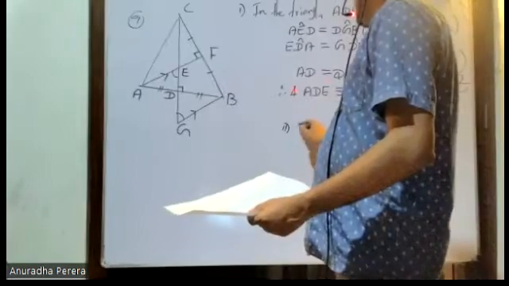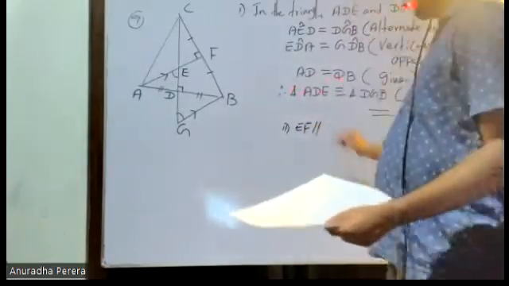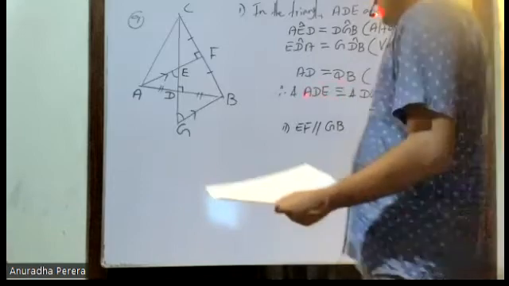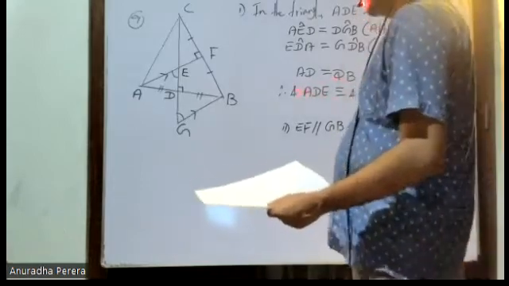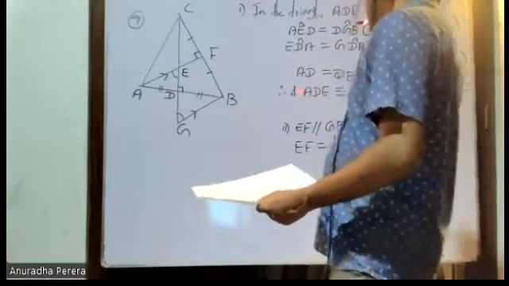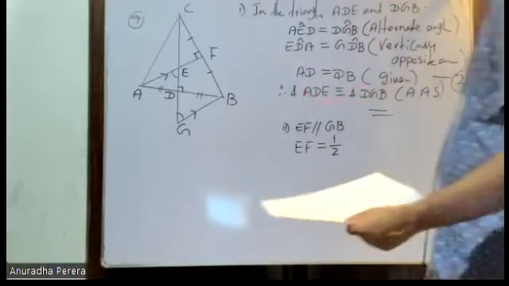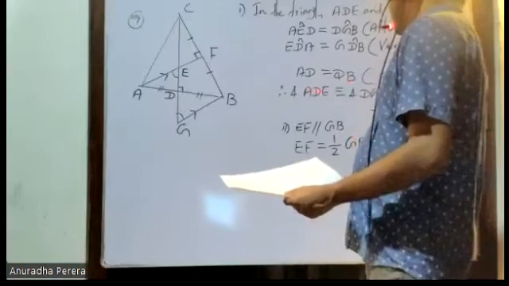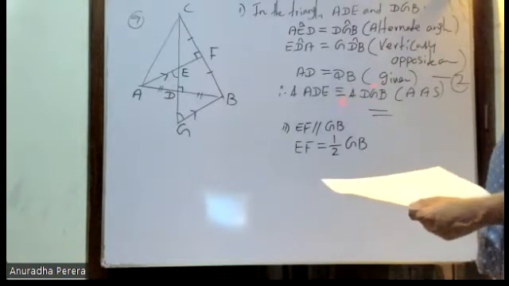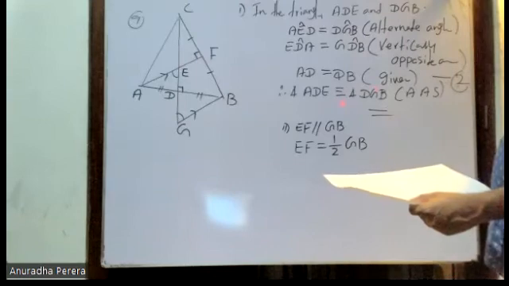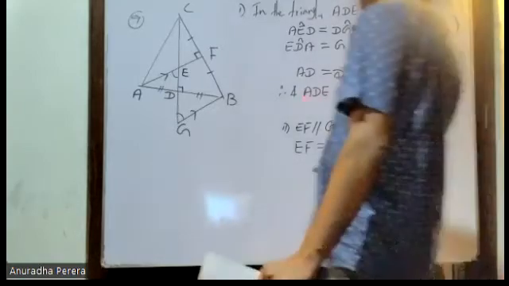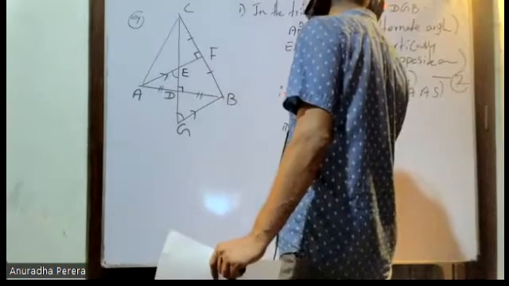Second part, EF is parallel to GB. According to the midpoint theorem, we can write EF equals half of GB. Then we can write 2EF equals GB.